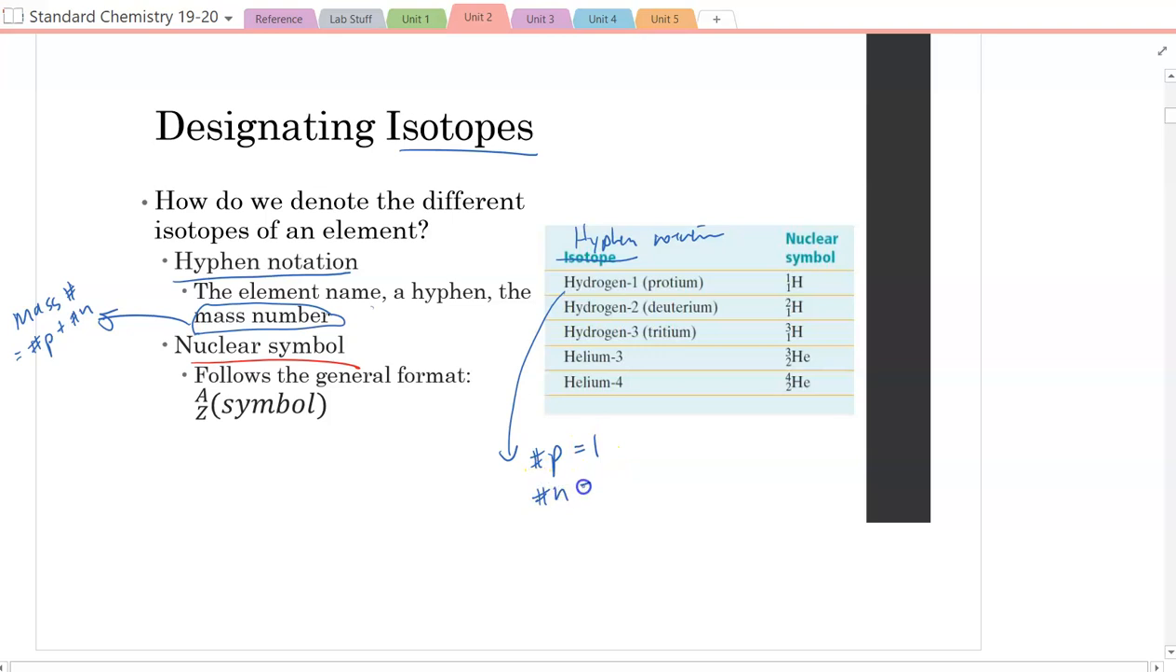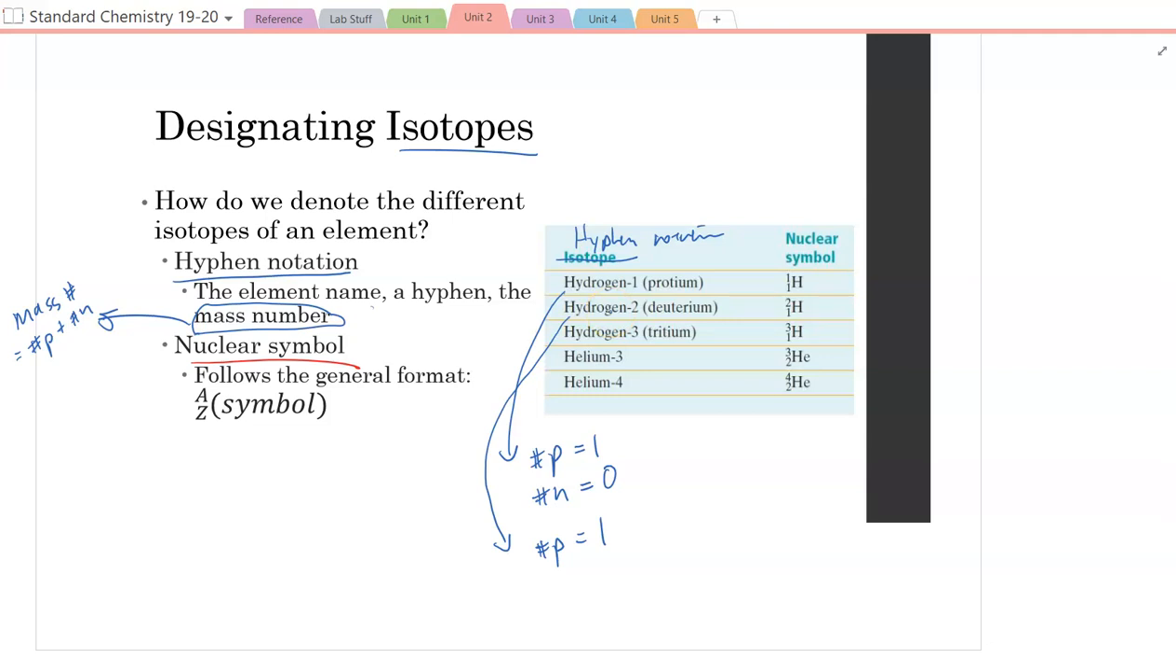So we know that the number of protons is equal to 1. How about the number of neutrons? I don't know that quite yet, but I'm given some clues because the mass number is equal to 1. If the mass number is protons plus neutrons, the only way for this to work out is that I have 0 neutrons. What about the second one, hydrogen-2? For hydrogen-2, how many protons do I have? Going back to the same logic as before, I only have 1 proton.